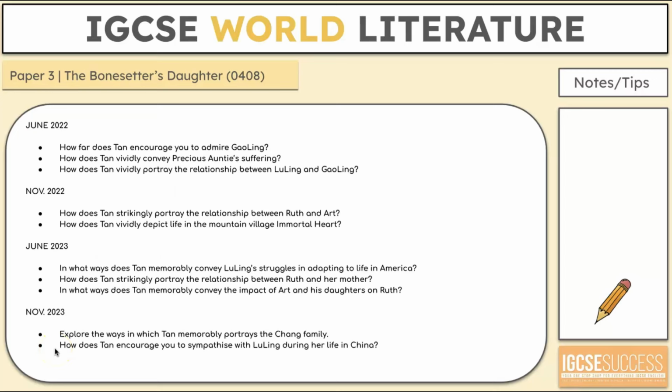Now, I did pop these on the screen before, but just have a look at the type of questions that have come up already. Some of them are pretty difficult and I would most definitely struggle with some of them. How does Tan vividly depict life in the mountain village Immortal Heart? Explore the ways in which Tan memorably portrays the Chang family. Obviously these are key moments in the novel and hopefully you've read this novel more than once. However, to learn specific quotations for each of these questions, I think it's quite a daunting, if not Herculean, task.